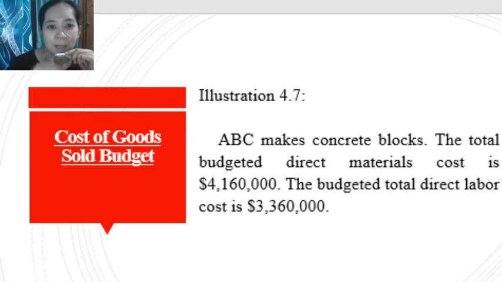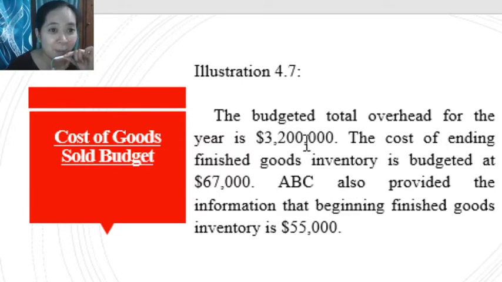To understand and learn how to prepare the cost of goods sold budget, let us use again the data or the illustration for the ABC company. Our product is concrete blocks. The total budgeted direct materials cost is 4,160,000, and the budgeted total labor cost is 3,360,000. By the way, these are taken from our direct materials and direct labor cost budgets for the year. The budgeted total overhead is also taken from the budget that we prepared earlier, so that's 3.2. And our cost of ending inventory in the previous video lecture is $67,000.